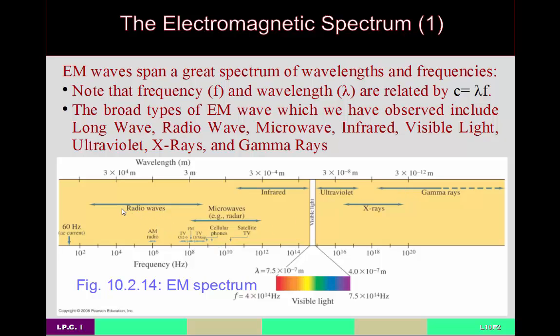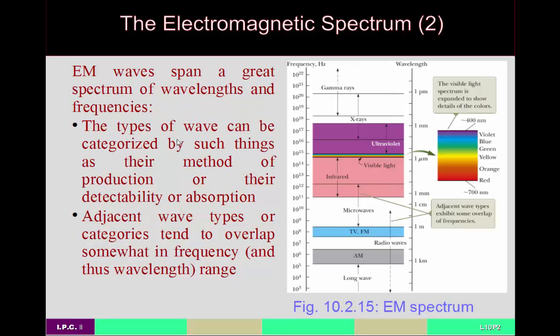And you can see that there are different regimes within the electromagnetic spectrum. You have the radio wave regime, you have microwaves, you have infrared, you have visible light, ultraviolet light, X-rays, gamma rays. And so I want to look at a little bit of that in some more detail. As I said, the electromagnetic waves span quite a spectrum of wavelength and frequency, and you can break it up into general types of electromagnetic radiation.